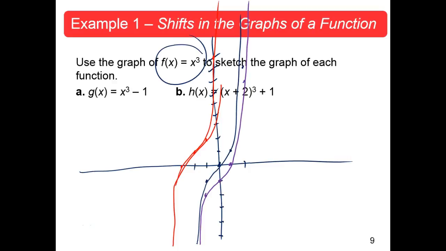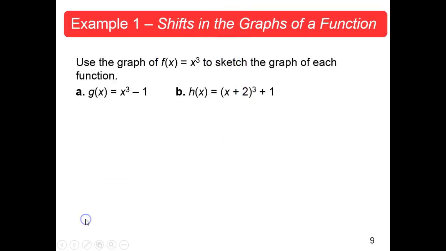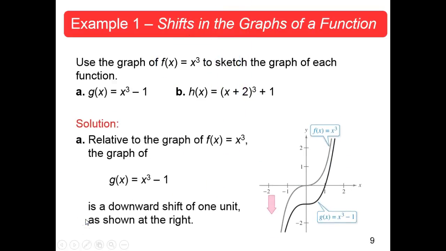Okay, so there is our rendition of it. Let's see what they do. We'll erase all that ink and see what they do. Relative to the graph of f of x equal x cubed, that's their gray graph here, they're doing the A part, g of x equal x cubed minus 1. It takes every one of those points and drops them by 1. They don't show the points as well, but you see that one goes down 1.